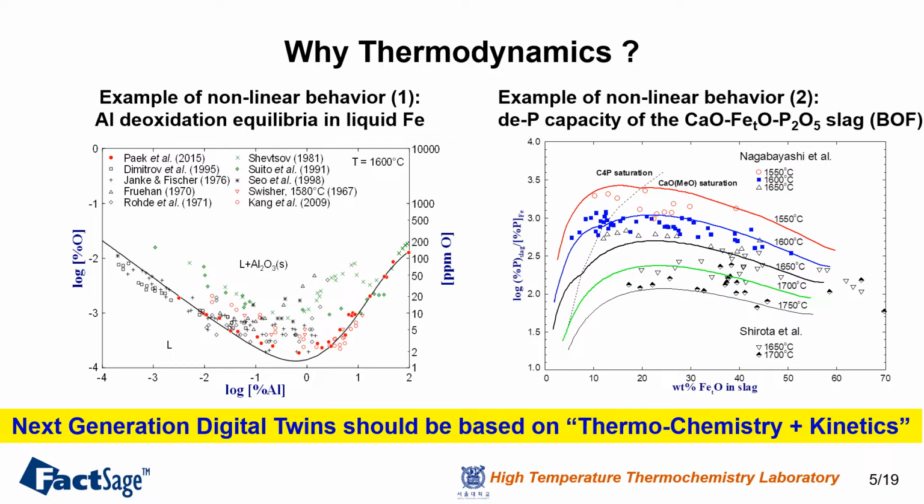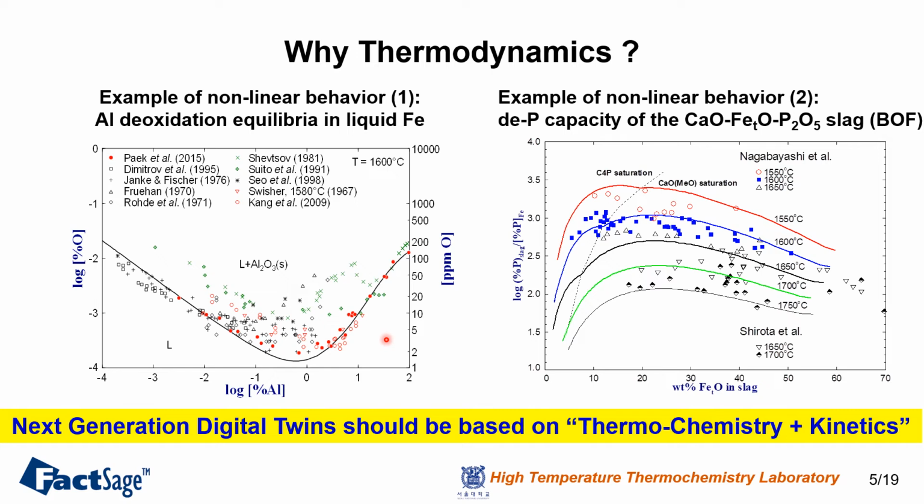These are two examples we can see of the nonlinear behavior of a property with the operation condition. For example, on the left side, we can see the oxygen content change with the aluminum. So this is the aluminum deoxidation curve. We can see oxygen content is decreasing with the increasing of the aluminum content up to about 1%. And after that, we can see the increase of the oxygen content with the increasing of the aluminum content. In the plant, typically we have the data up to about this range.